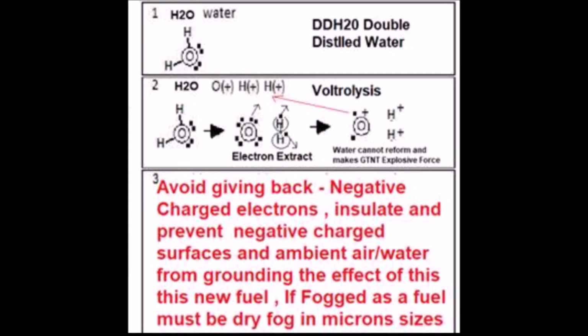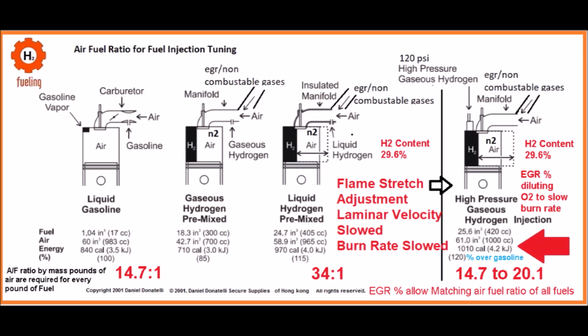Differences between implosive hydrogen and oxygen fuels versus explosive nanobubble water fuels. 1. Combustion versus electron recombination. Implosive hydrogen and oxygen fuels combust by combining hydrogen and oxygen to form water, releasing energy as heat. The reaction is generally controlled and produces a consistent, steady release of energy.